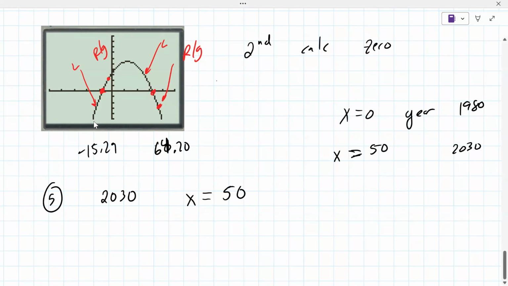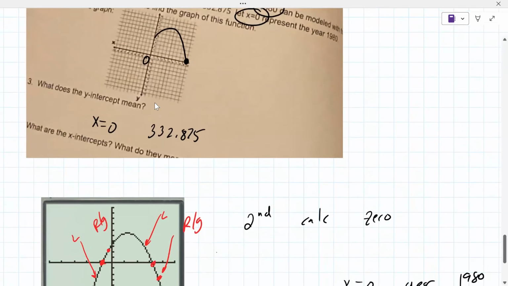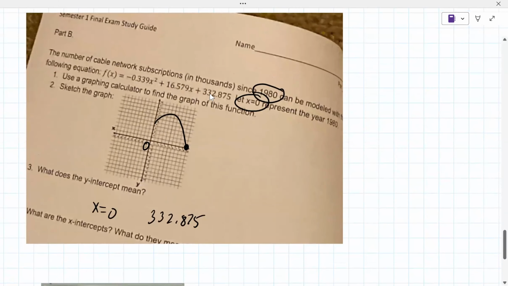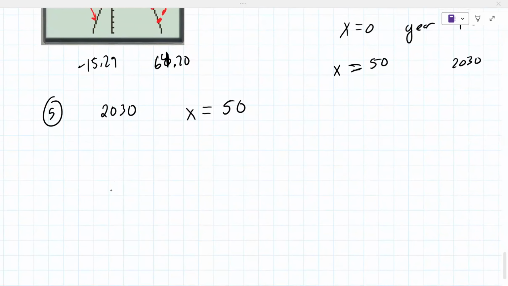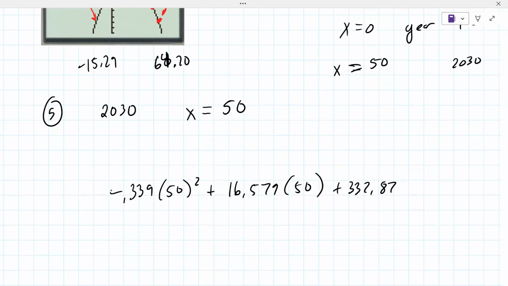So it can't be that big. We know the max is somewhere around 600. You're putting it into this equation, right? Why is it that way? Because I'm multiplying it by 50, right? Well, you're putting it in for x. The first one you're squaring it. So negative 0.339 times 50 squared, plus 16.579 times 50, plus 332.875.